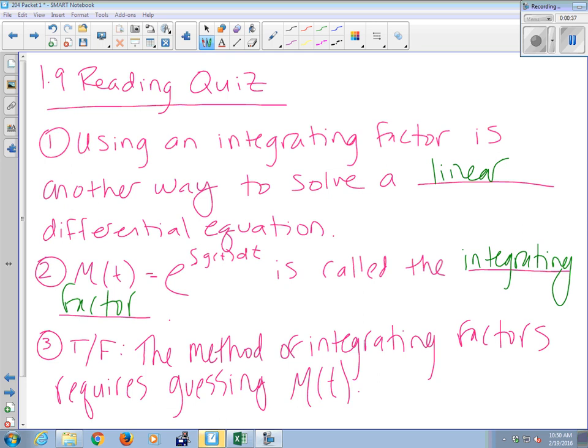True or false, the method of integrating factors requires a guess for mu of t. False. Right, so the method we learned last class involved the guessing technique for solving linear differential equations. Today's method doesn't require any guessing.